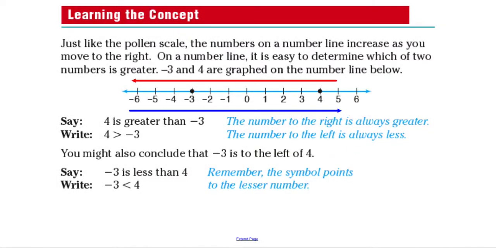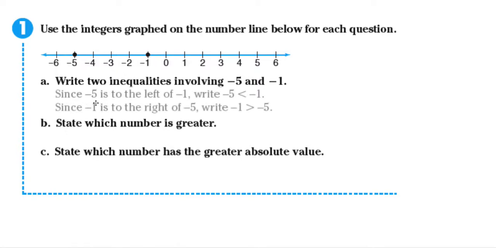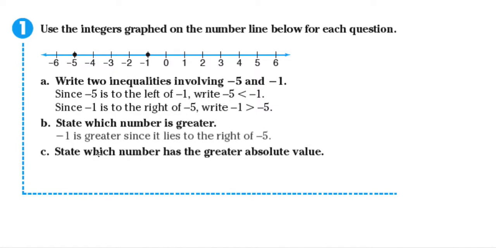Third example, number 1. Use the integers graphed on the number line below for each question. Write two inequalities involving -5 and -1. Since -5 is to the left of -1, write -5 is less than -1. And the other inequality, since -1 is to the right of -5, write -1 is greater than -5. Again, where the inequality symbol points is going to be the lesser number. State which number is greater. Obviously, it's going to be -1 since it lies to the right of -5.